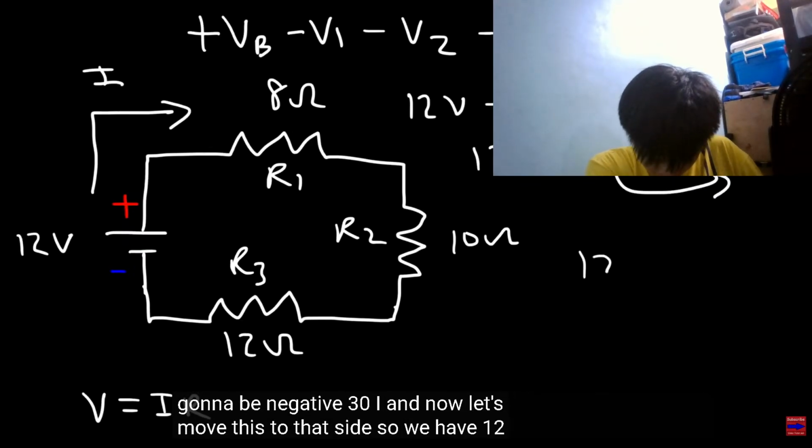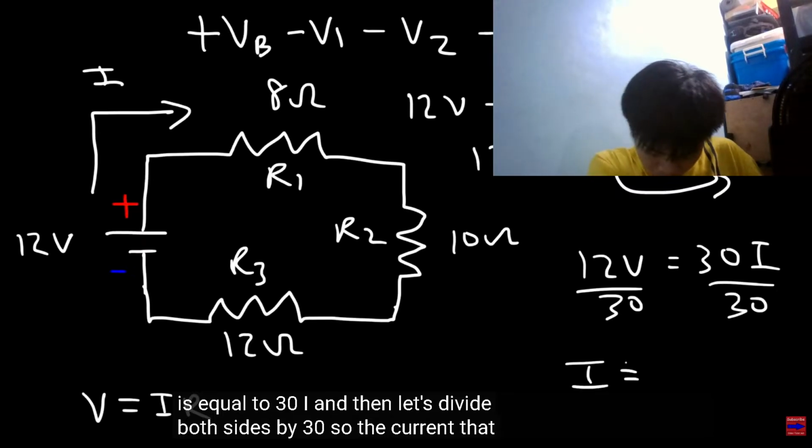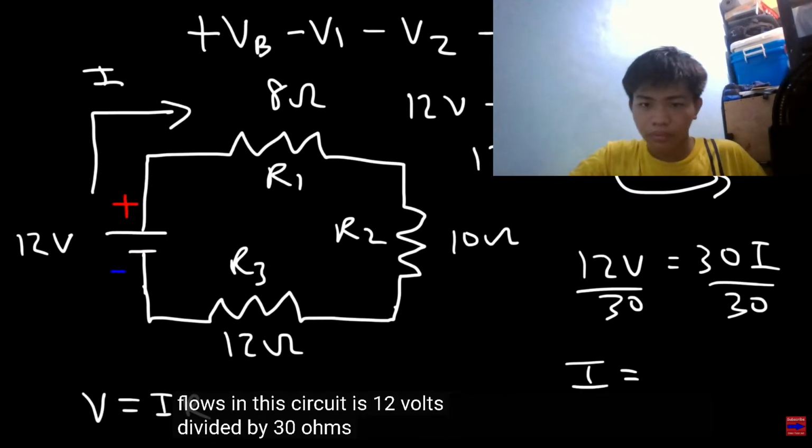Now let's move this to that side, so we have 12V is equal to 30I, and then let's divide both sides by 30. So the current that flows in this circuit is 12 volts divided by 30 ohms.